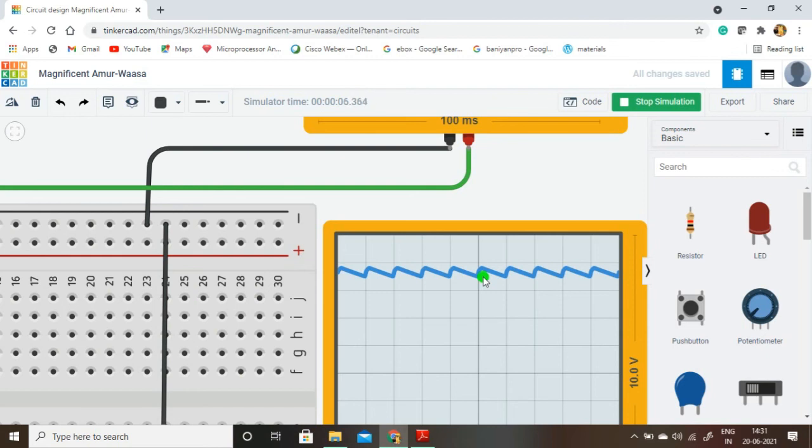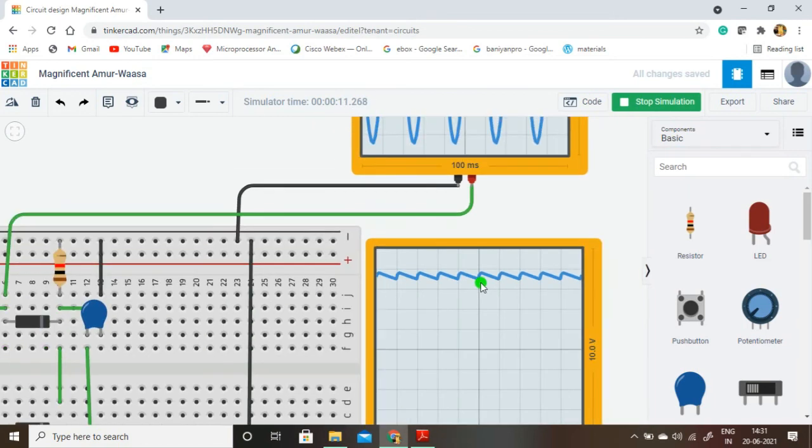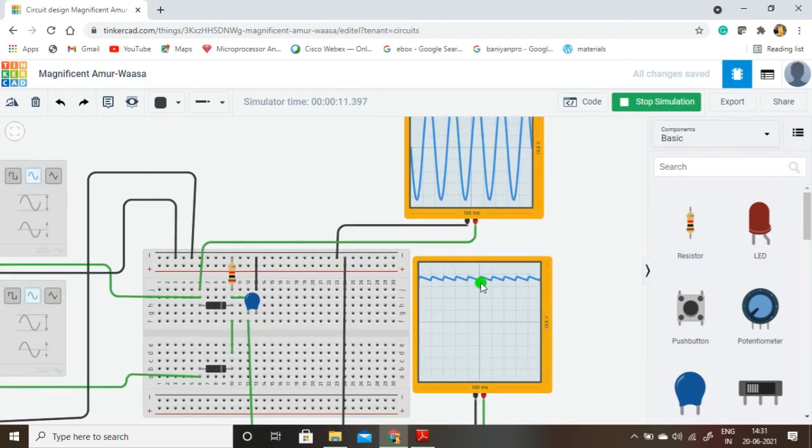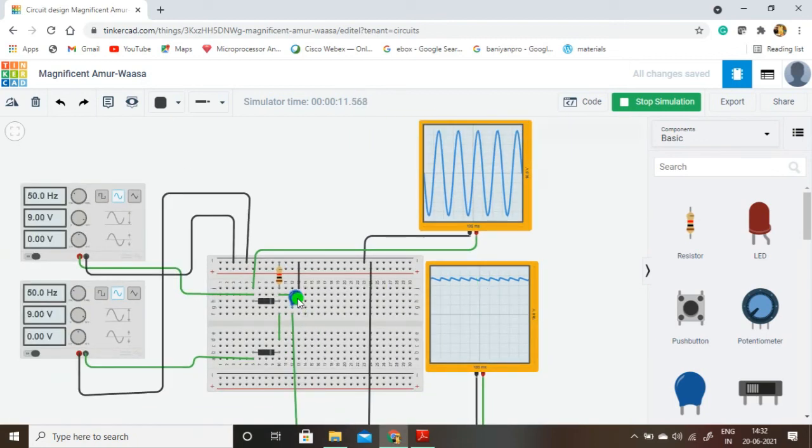How are we going to reduce the ripple factor value? Here, the discharge time becomes less compared to the half wave rectifier. In a half wave rectifier, it only allows the positive half cycle, that's why the discharge time increases. Here the discharge time becomes less, that's why the ripple factor value is reduced. If the ripple factor value is reduced, the efficiency is increased.